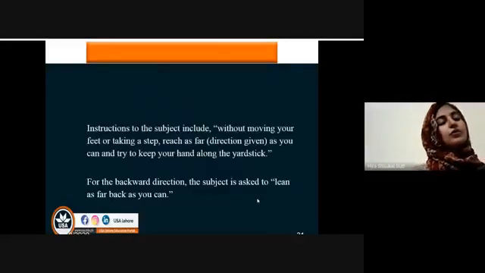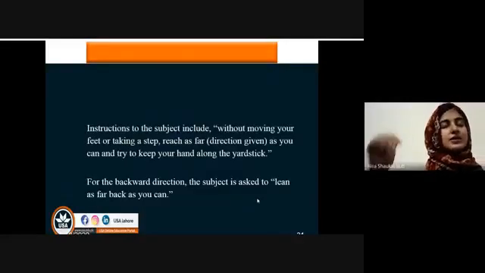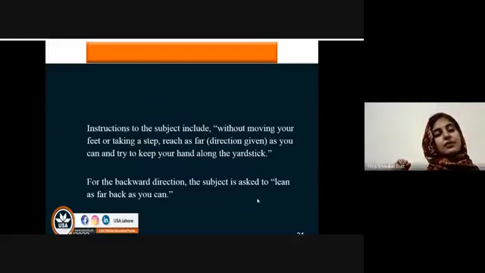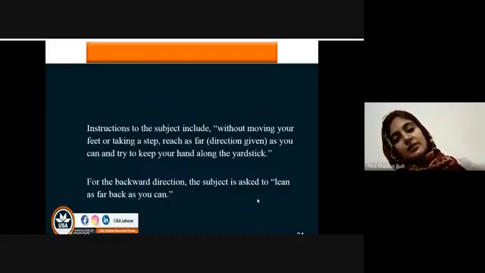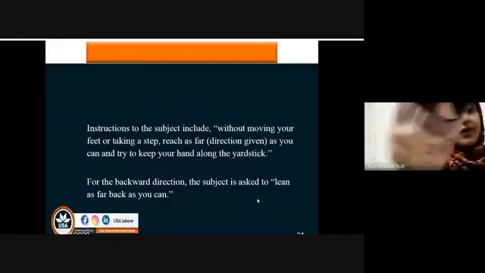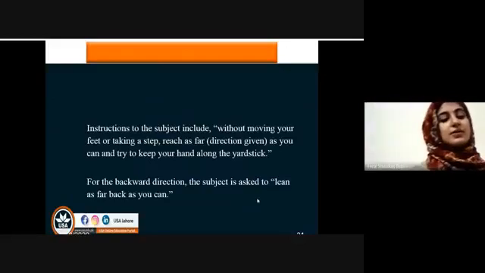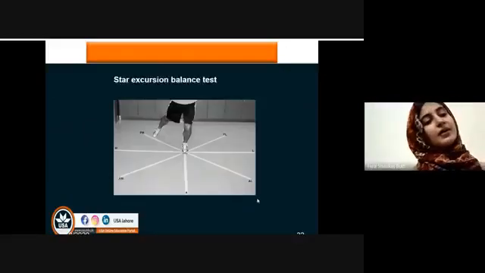And if you want to make it complex, then you can ask them to lean backward. The functional reach test will be converted into a multi-directional reach test when you ask them to lean backward, or you can ask them to lean towards the side. So forward, backward, and sideways. That will be the multi-directional reach test.